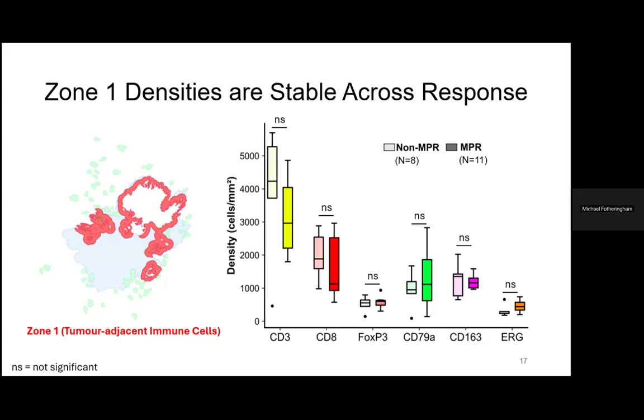I'd like to point out that we started with 19 specimens, and now I'm grouping them by response, and we only have 8 non-responders and 11 responders. MPR is major pathologic response. For the remaining markers as well, there is no statistical difference between what we see in response and non-response. Everybody good with that? All right.